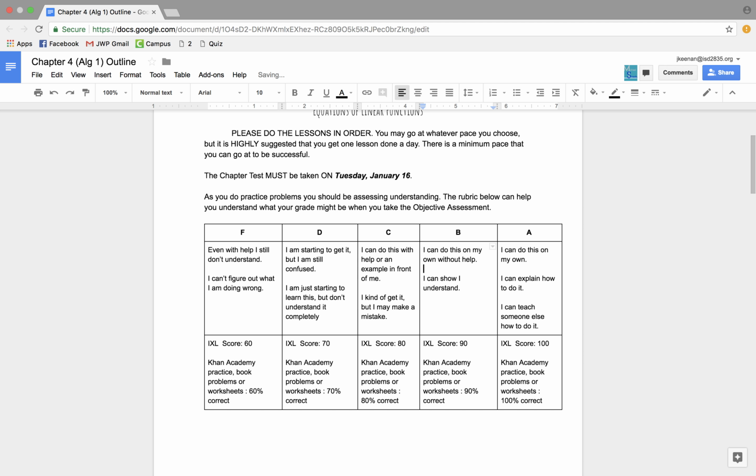If you look here, you can see the B work. If you're doing B work, this is projecting that you're going to get a B on your test. So this is saying that I can do this on my own without any help. I can show that I understand. That's about an IXL score of 90 and getting about 90% correct on a worksheet.